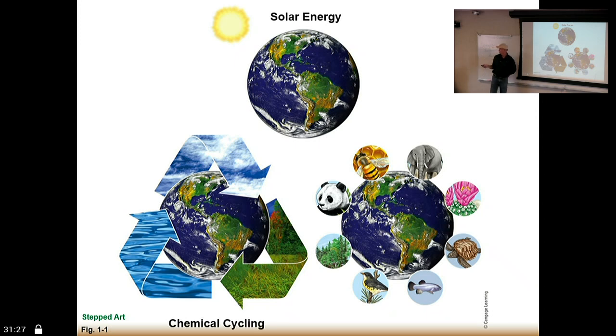Okay, solar energy, chemical cycling, biodiversity. 3 basic principles that we're going to learn in this class. First part of the class, we're going to learn about them up until the 7th or 8th week, and then we're going to start learning the actual sustainable practices where we put them into place.